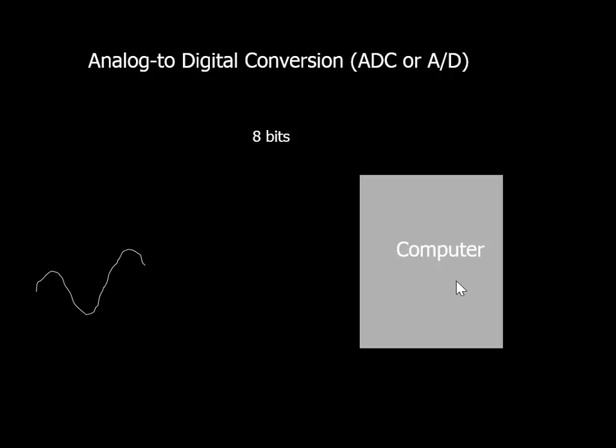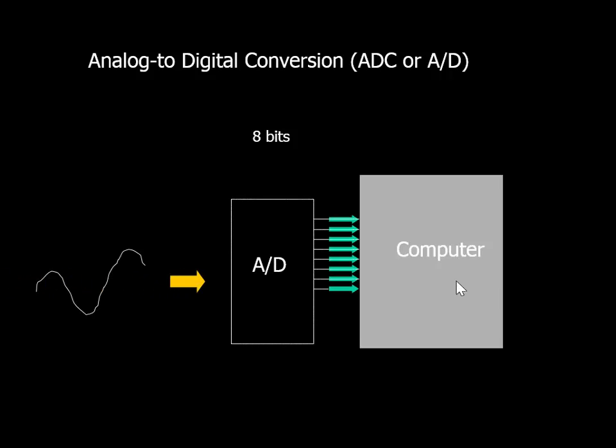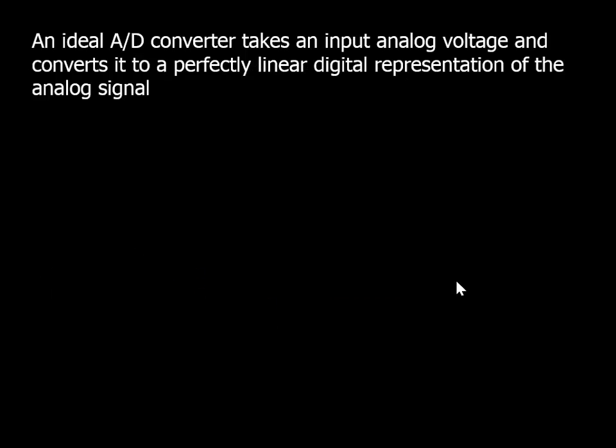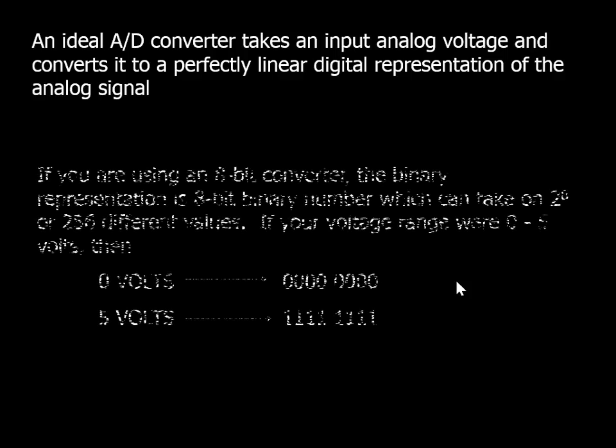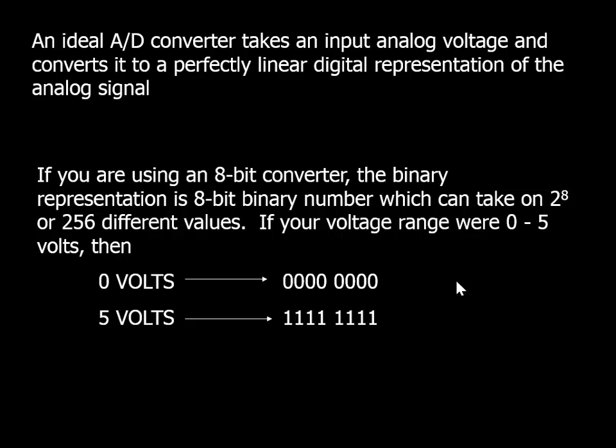Analog to digital is more what I'm concerned about, and that's taking an analog signal and converting it to digital, going through the same process. This is 8 bits. The ideal takes a linear analog and converts it perfectly to a digital. Now the way that these work is somewhat interesting, but we'll talk a little bit about that later. Here we're looking at 0 volts being 000, and 5 volts being 1111. It's actually going to be a little bit different than that, but that's close enough for what we're looking at.